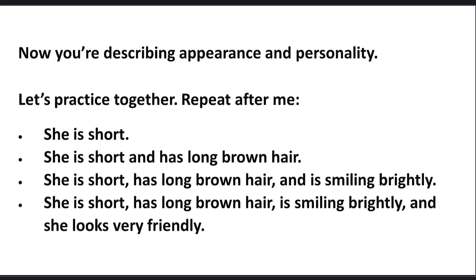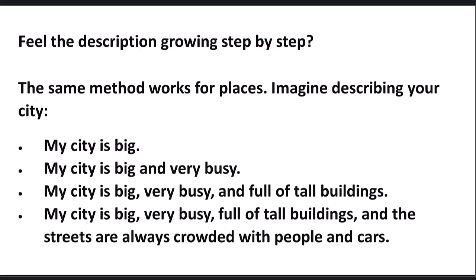Let's practice together. Repeat after me. She is short. She is short and has long brown hair. She is short, has long brown hair, and is smiling brightly. She is short, has long brown hair, is smiling brightly, and she looks very friendly. Feel the description growing step by step?